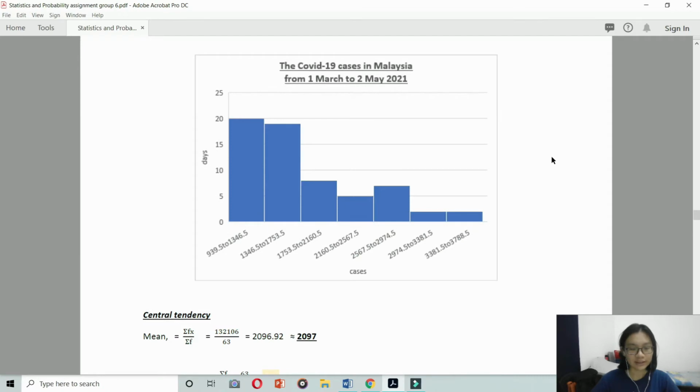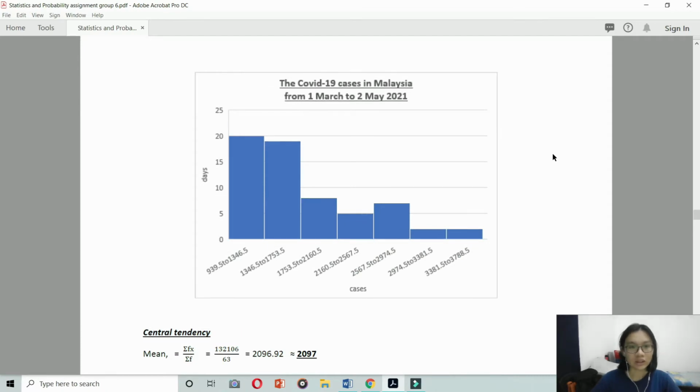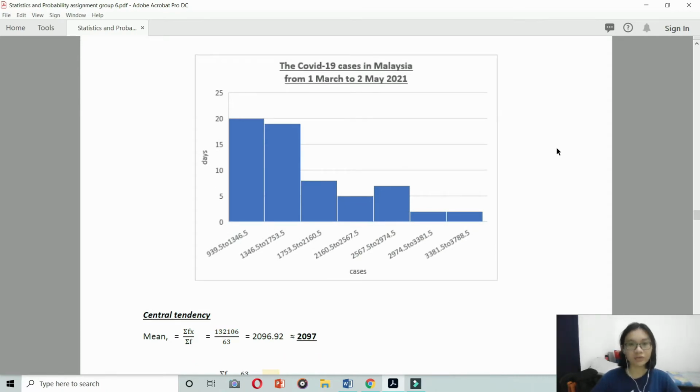And next is the histogram graph of the COVID-19 cases in Malaysia from the 1st of March to the 2nd of May. The X-axis represents the cases and the Y-axis represents the date. That's all for me. The next part will be explained by Amil. Thank you.